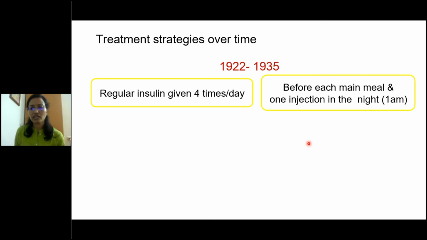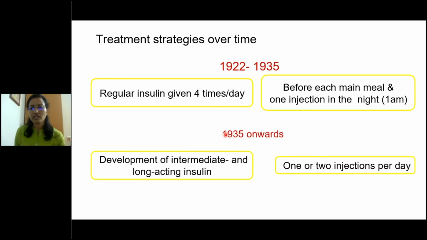There's a very interesting study from 1960 based on this data. Basically, when insulin was discovered, there was only regular insulin. Because it works only for 6 to 8 hours, it was given 4 times a day, before each meal and at midnight. In 1935, lente insulin was discovered, the long-acting, intermediate-acting one. So the physicians thought, when we have a long-acting, why give so many injections? Then they switched to 2 injections a day or 1 injection.